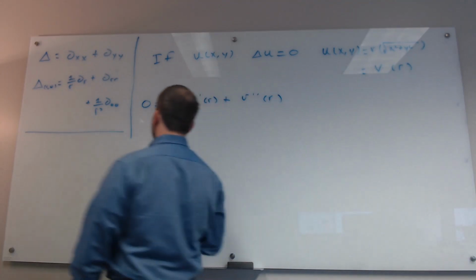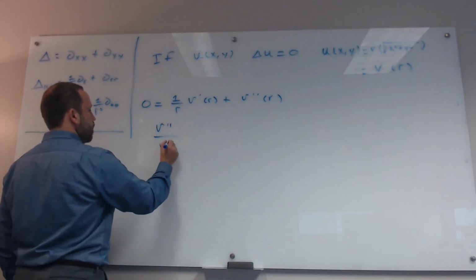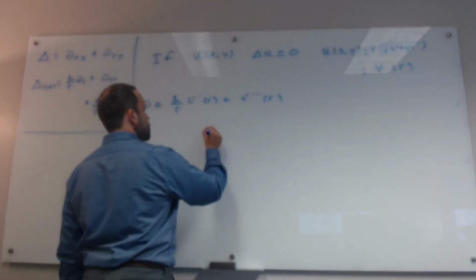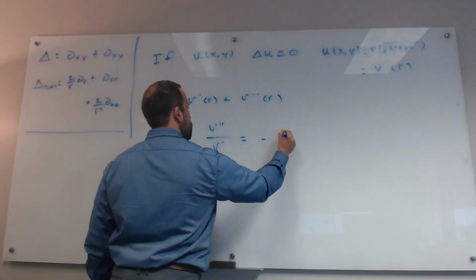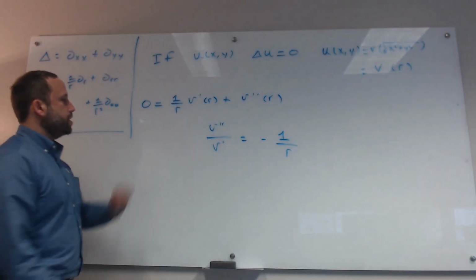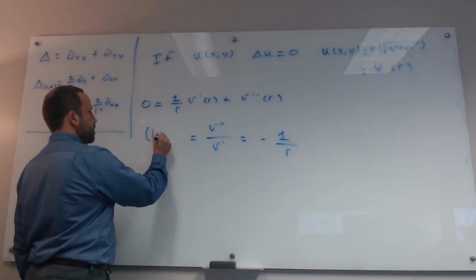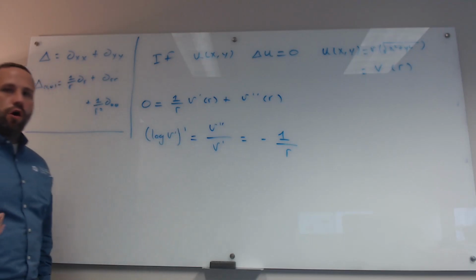So if we rearrange things, we've got v double prime over v prime. Actually, I need some more room, so I'm going to scoot this over. We've got v double prime over v prime is equal to minus 1 over r. Now, v double prime over v prime is the derivative of the natural log of v prime. By the way, whenever I write log, I mean the natural log.